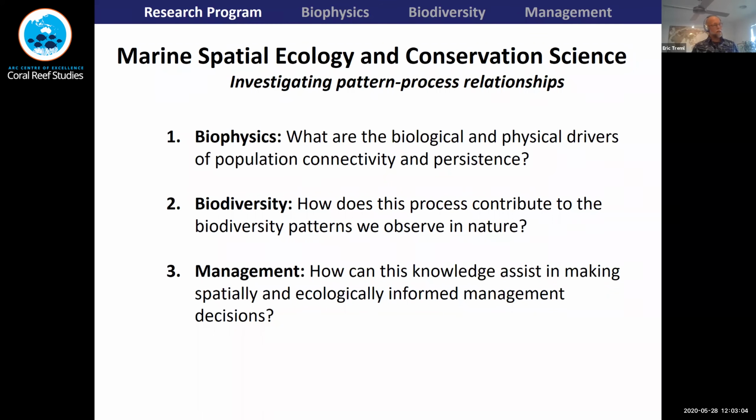The first is asking questions about the biological and physical drivers of population connectivity. The second is how that connectivity influences biodiversity patterns. And this is biodiversity at a population, community, and even a genetic level. And the vast majority of our research is directed towards meaningful management or conservation outcomes. So this really highlights the diversity of our research. And this is the same structure that I'll use for this presentation, again, highlighting a couple of papers under each theme.